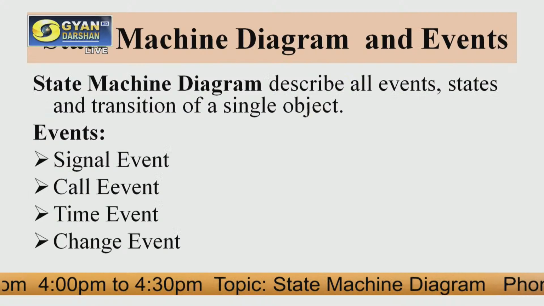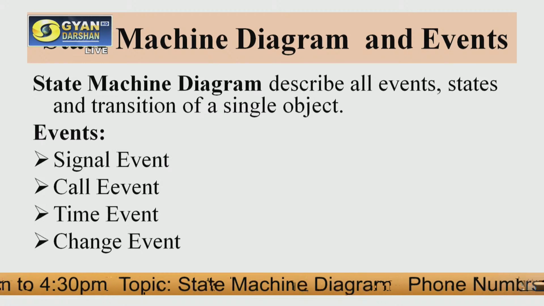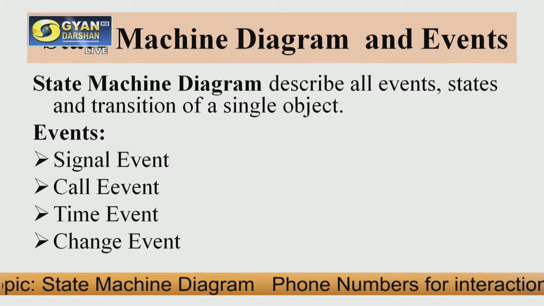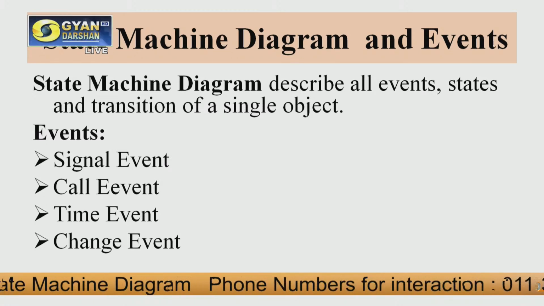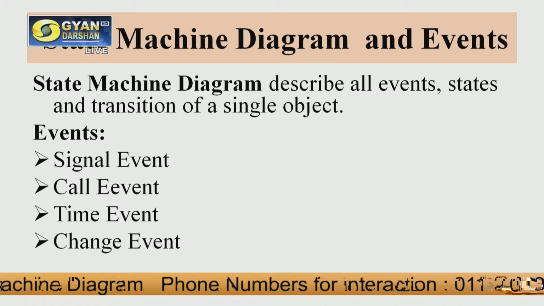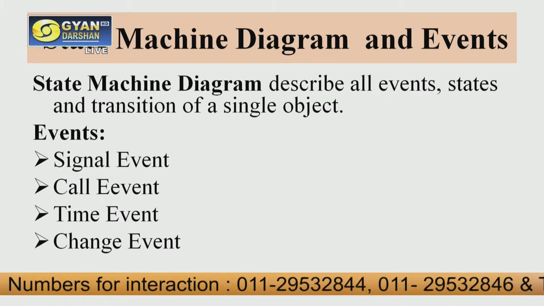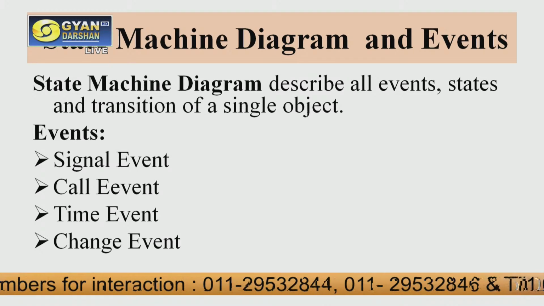Now if we talk about the events, there are basically different kinds of events: signal event, where objects are responding to it; call event, where certain objects are calling certain specific operations; and time event, where certain time-bound activities are happening. It may be a time interval within which something is happening, or some specific time which is going to complete, and on the basis of that certain decisions are taken and certain activities performed.